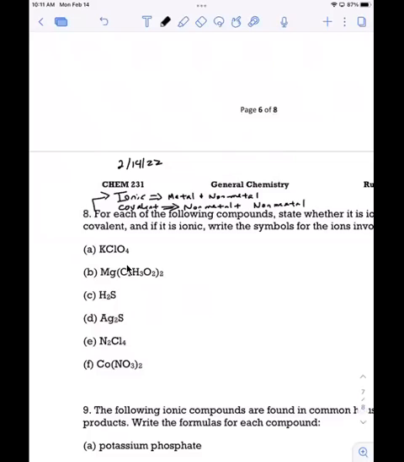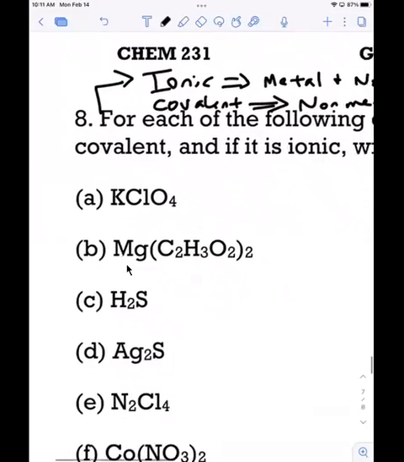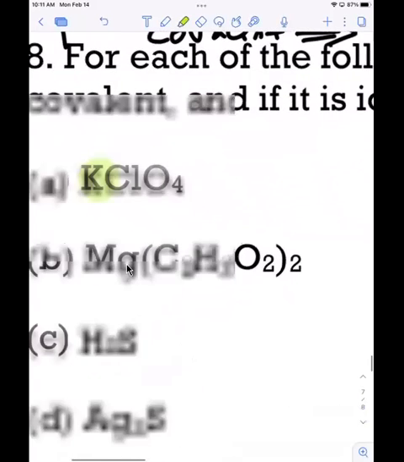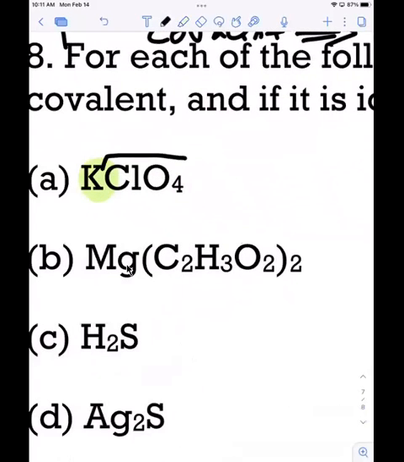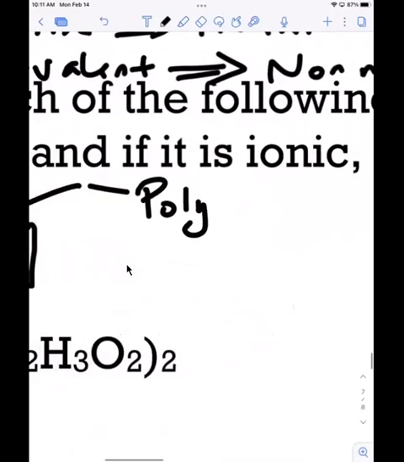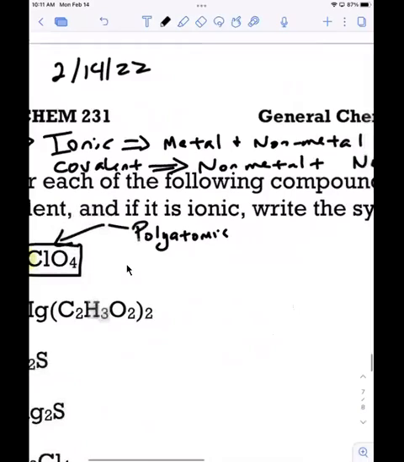So good. All right, so is potassium a metal or non-metal? Let's look at A. So you've got potassium, and then this thing right here is what we call a polyatomic. So we're going to approach these two different ways. We're going to do the crisscross method where we pull them apart and figure out what the charges are, and we're going to name it. All right. So this is a polyatomic.